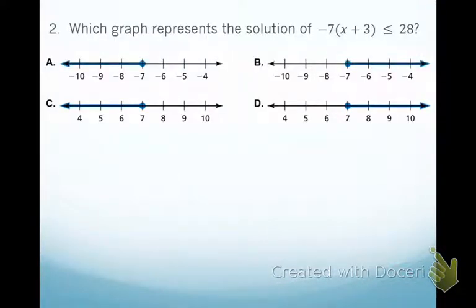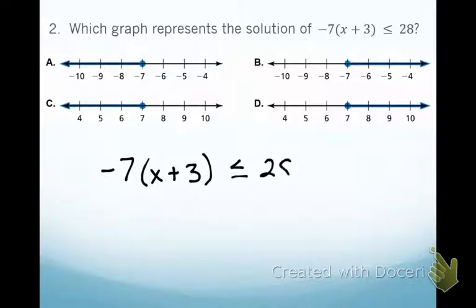All right, so this one asks, which graph represents the solution of negative 7 times x plus 3 is less than or equal to 28? Here's what I want you guys to do. Underneath it, we've got a little bit of space, so let's go ahead and rewrite that original problem down here. What do I need to do before I can do anything else? Does anyone more than just her know? What do I have to do, guys? Distributive property. Show me those arrows.